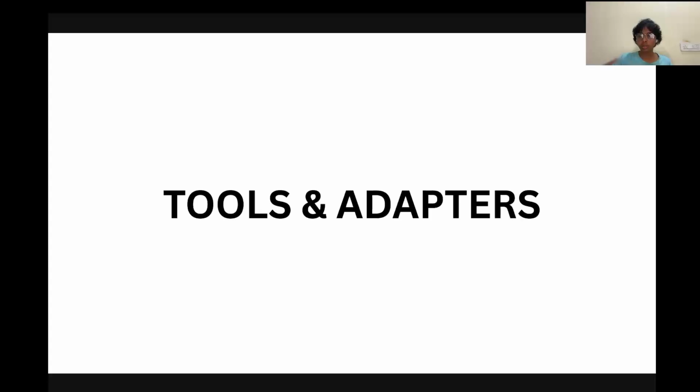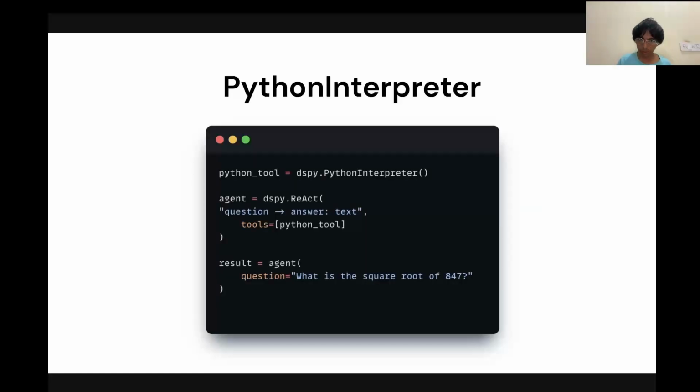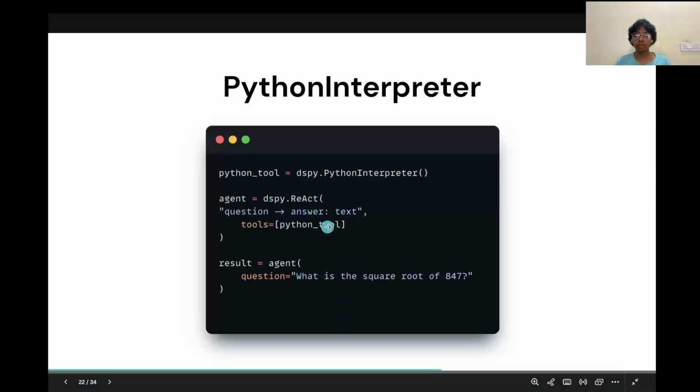Now we are moving to tools and adapters. DSPy is not limited to text-only reasoning, it also incorporates external tools for the model to use. One such tool is the PythonInterpreter. This allows the model to execute Python functions safely. Instead of guessing answers, the model can compute them. So the model reasons about the problem, decides to use Python, executes the code, and returns the computed result. This eliminates hallucination in math. You can add tools this way.